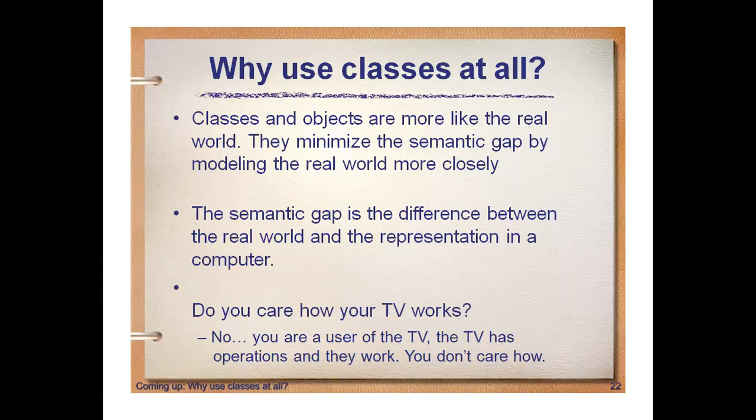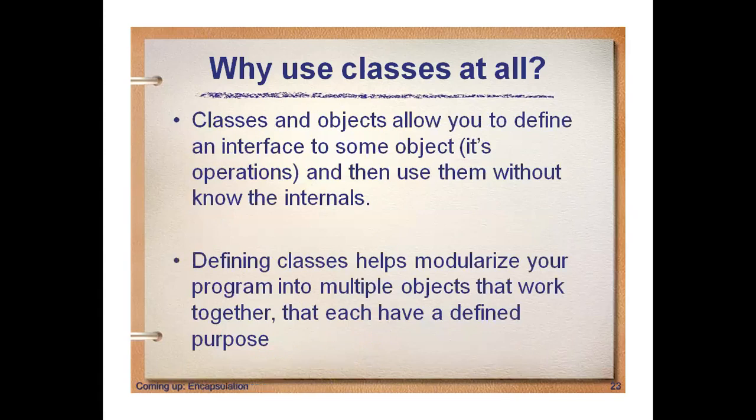So this is the blueprint of classes and objects that I time and again tell you about, showing how that particular phone system will look in the real world. The semantic gap is the difference between the real world and the representation in a computer, right? Do you care how your TV works? Here is an example. You do not know how your TV works. You just use a remote, and you simply see how the channel is initialized and how these things work.